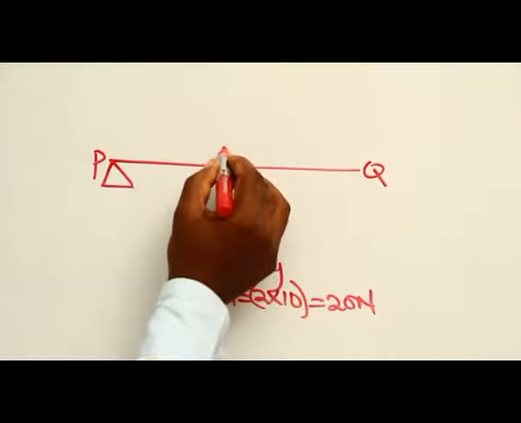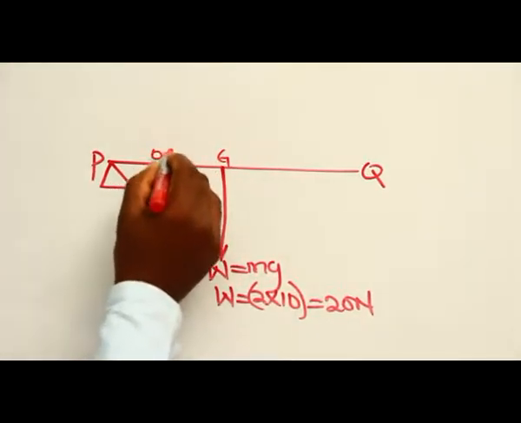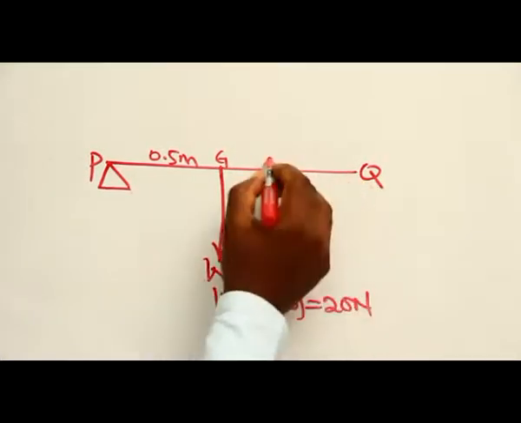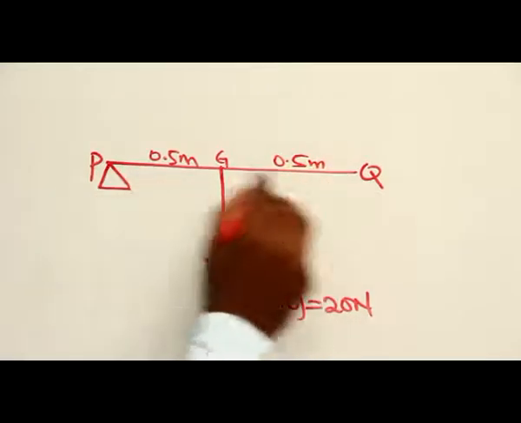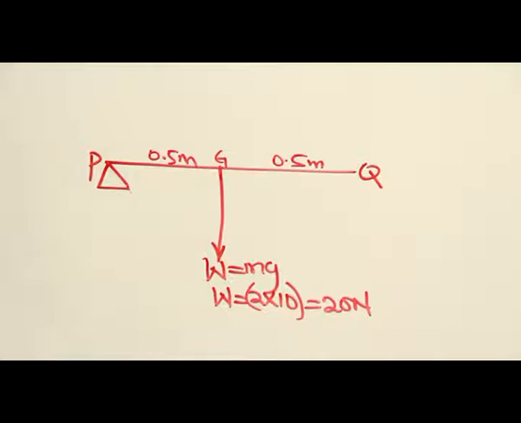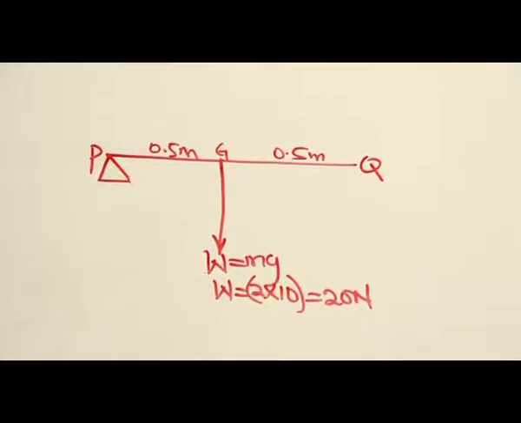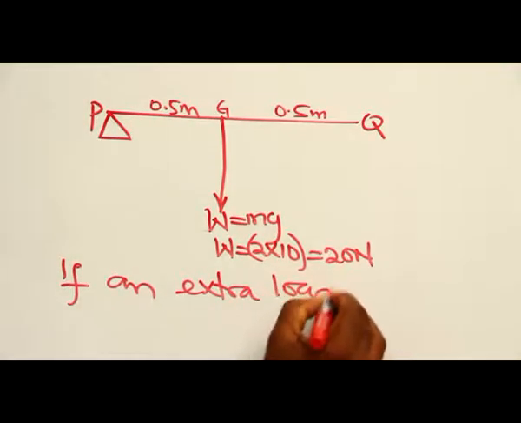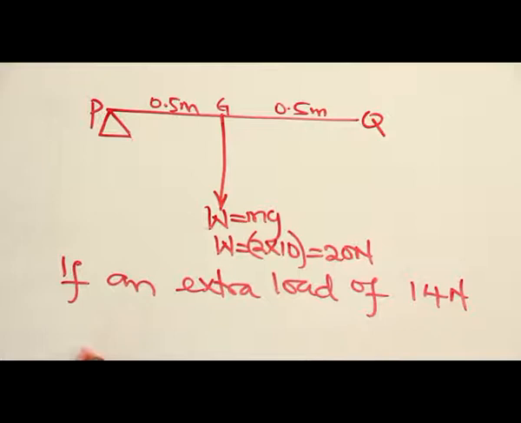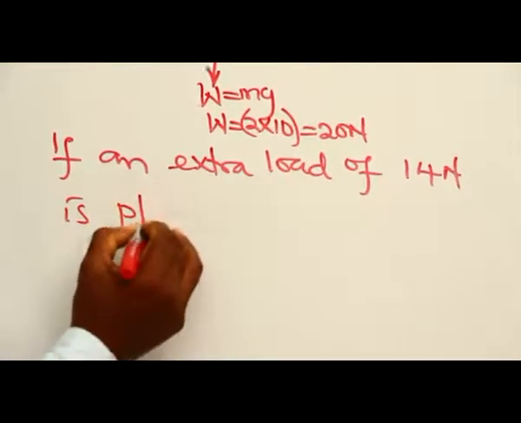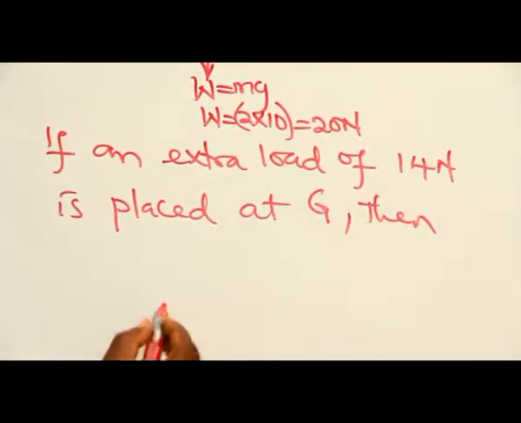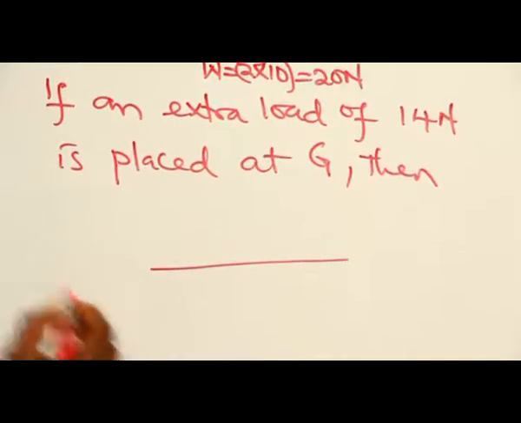From P to the center of gravity is 0.5 meters, because the center of gravity is at the midpoint. And from this center of gravity to the end Q is 0.5 meters. The entire length of the rod is 1 meter. We are told in the question that an extra load is placed at the midpoint. If an extra load of 14 Newton is placed at G, then the real diagram is of this form.